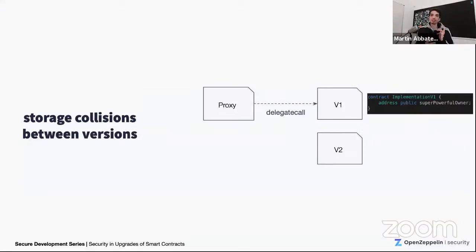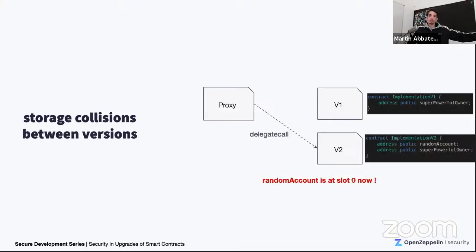There are other kind of storage collisions when we talk about between versions, right? Between the versions of the implementation contracts that you are pointing your proxy to. Let's say that you have this V1 contract that is called implementation V1, and you have in state this super powerful owner state variable, right? Which of course will be set in the context of the proxy, but you're defining it on the implementation contract.